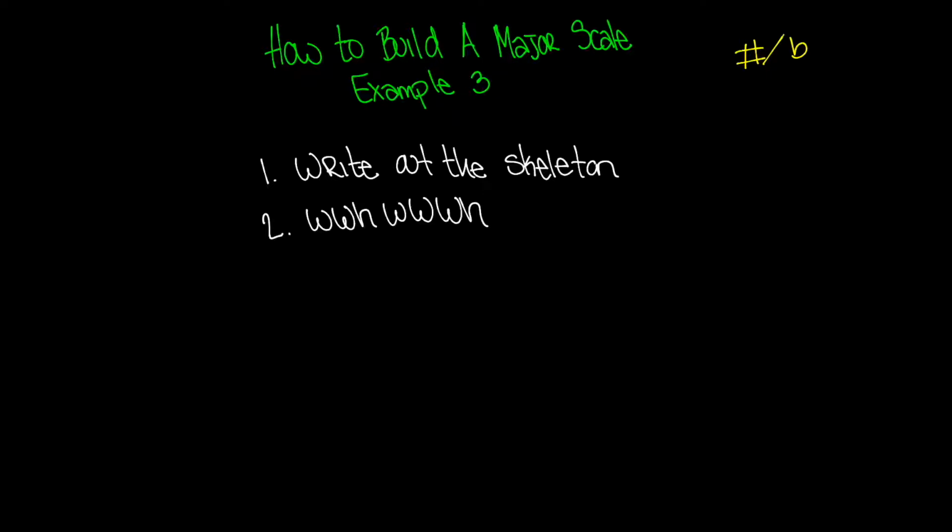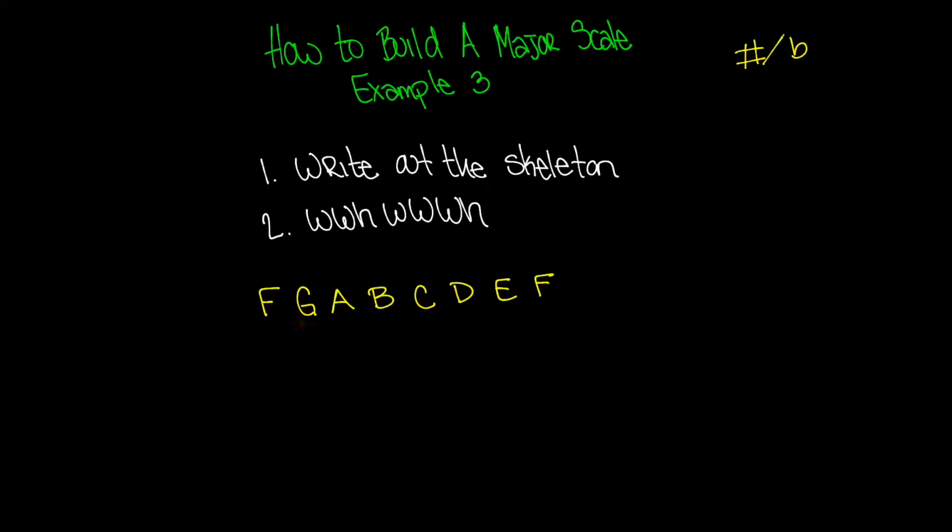I'm going to follow this exact format here. I'm going to write out the skeleton, working strictly with whole, whole, half, whole, whole, whole, half. So here I go: F, G, A, B, C, D, E, and F. Once again, no sharps, no flats, or anything like that. Now, let's take a look.